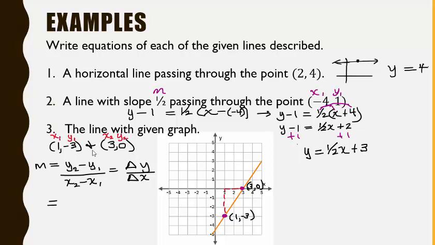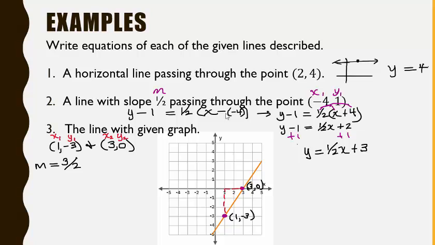Just like we did for finding the midpoint between 2 points or the distance between 2 points in the coordinate plane, we can label these points as (x1, y1) and (x2, y2). In this case, y2 is 0, so 0 minus y1, which is -3, over x2 is 3, so 3 minus x1, which is 1. And then simplify. So 0 minus -3 is +3 over 3 minus 1, which is 2.